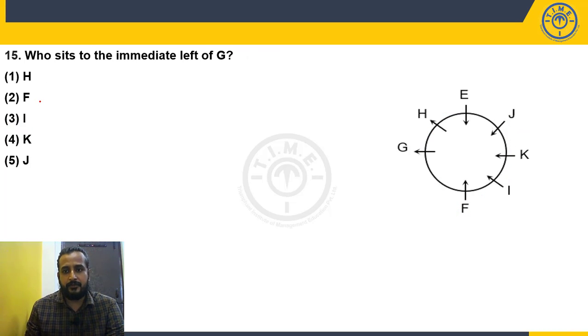Who sits to the immediate left of G? G is facing away from the center, so this is the left side. Immediate left of G will be F. Choice 2.